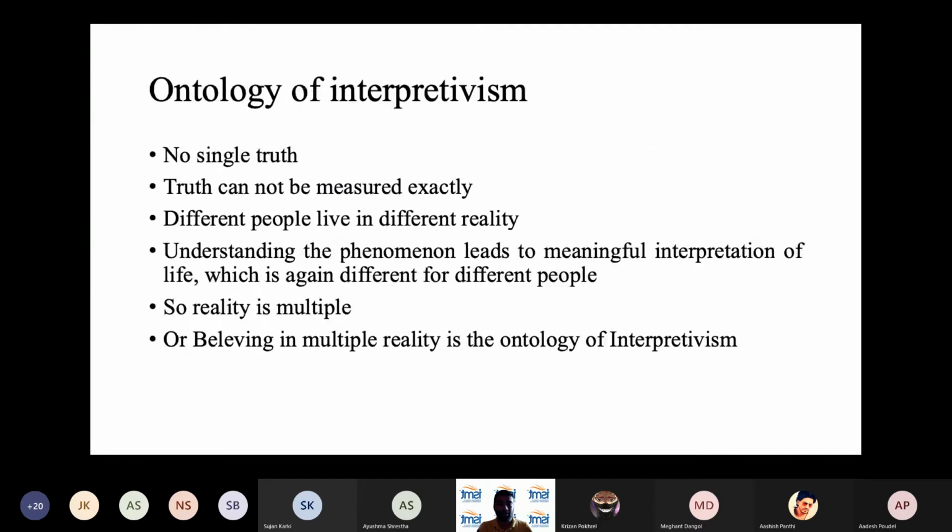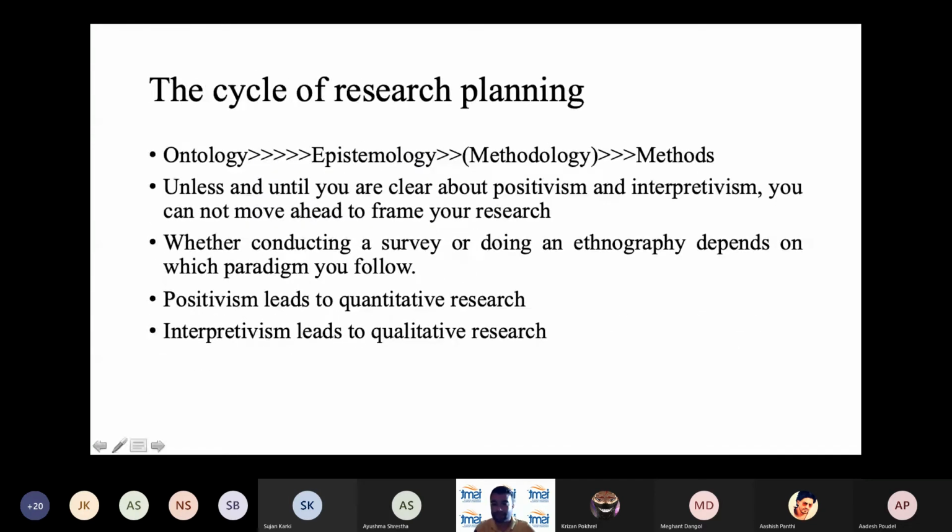Okay, so now you are clear on that part. So, the cycle of research planning: ontology, epistemology. If you are clear on the ontology and epistemology, then you can derive the research methodology, and that methodology will help you choose the method. Unless you are clear about positivism and interpretivism, you cannot move ahead to frame your research. Whether to conduct a survey or do ethnography depends on which paradigm you follow. Positivism leads to quantitative research, and interpretivism leads to qualitative research. This is the standard practice, developed from the beginning of research activities, so we are going to follow that best practice in our context also.